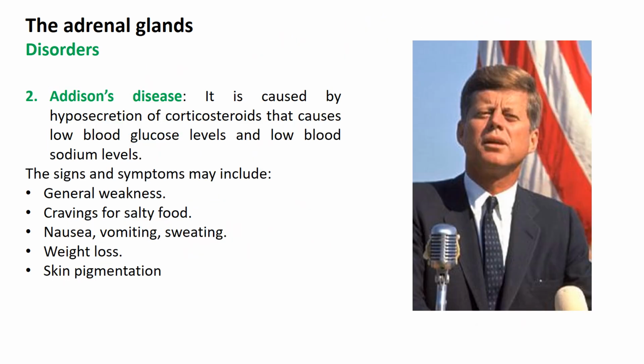Okay, the next disorder we're going to see is Addison's disease. Addison's disease is the opposite in some way of Cushing's disease. Cushing's disease, we said, is too much cortisol. In Addison's disease, we're going to see low cortisol levels. But in reality, Addison's is a type of adrenal insufficiency.